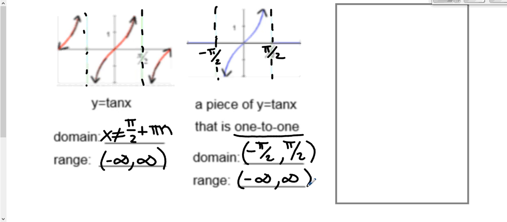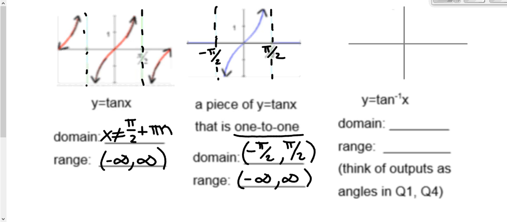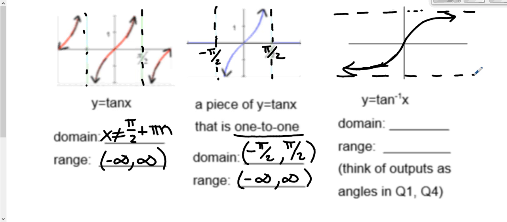Okay, so we can take this piece and we can reflect it across the line y equals x to get the inverse. And it is going to look like this. Oops, let me try that again. Kind of like that. There's not supposed to be a hole in it. That's just because my stylus isn't working very well. Okay, kind of like that, with a horizontal asymptote up there and down there.